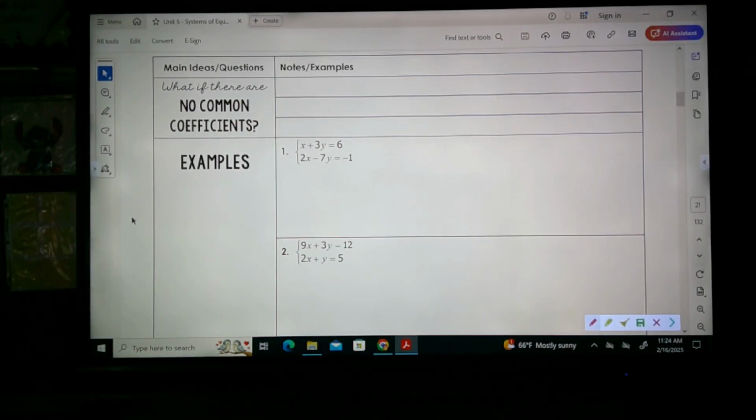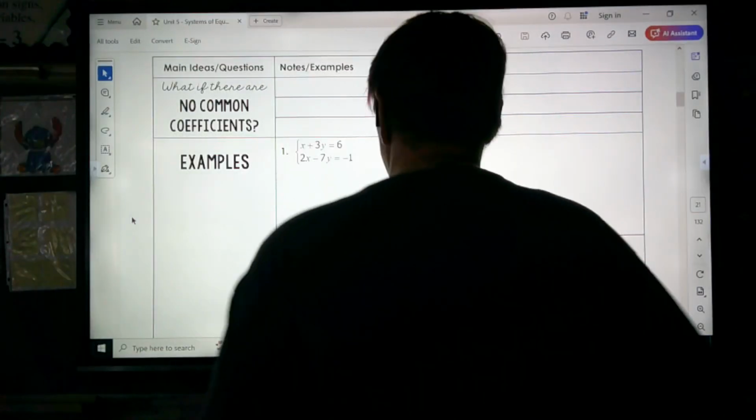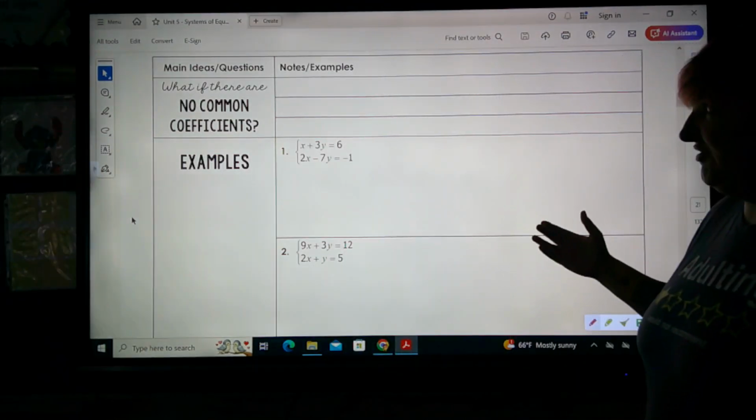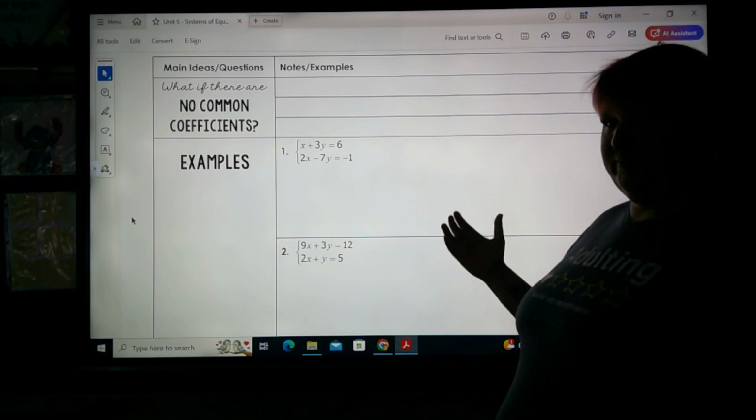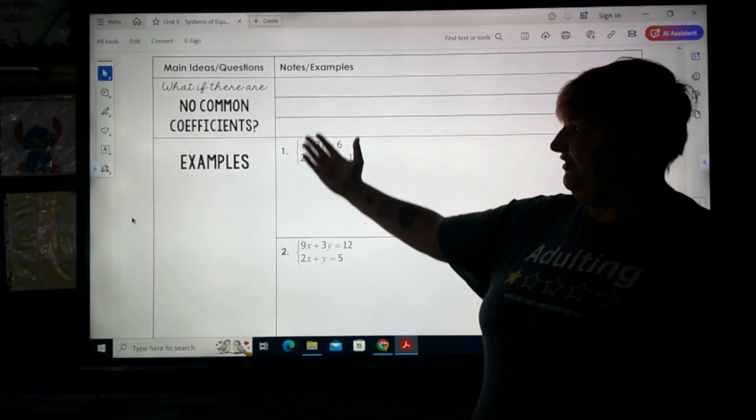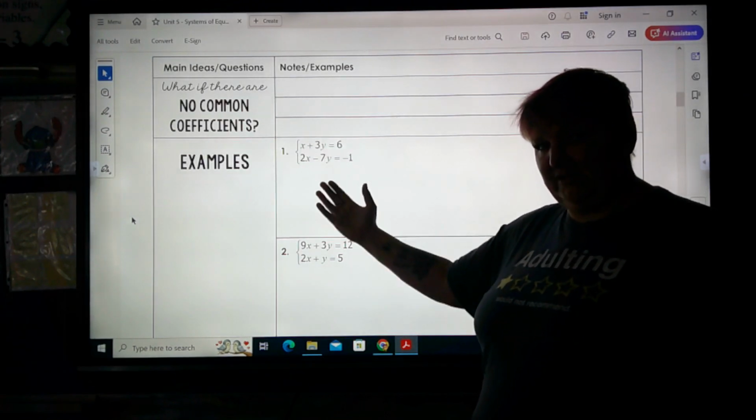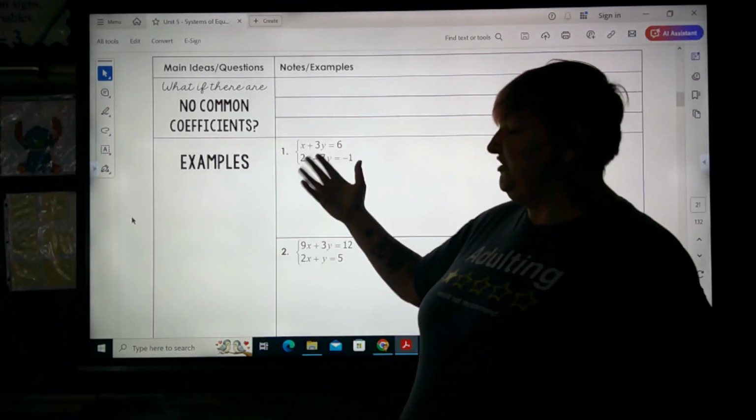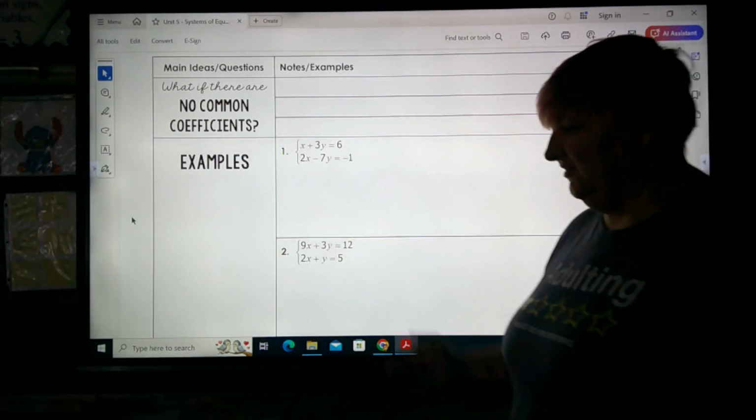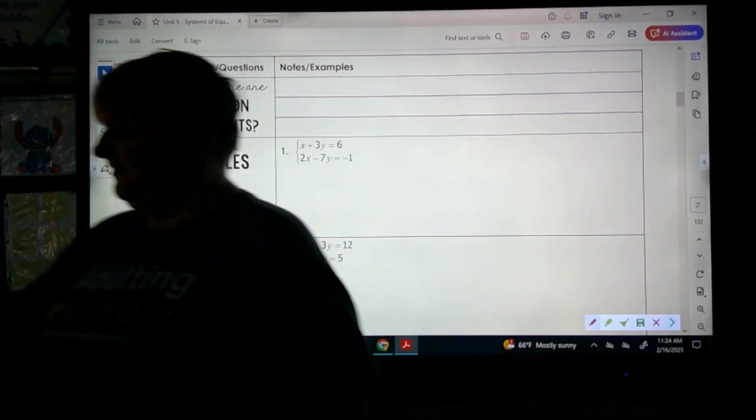Alright, unit 5.4, which is still systems of equations elimination method, but it's a whole separate part, because what if it doesn't have a common coefficient to cancel, right? And so what should we do? And this is going to tell us what to do.